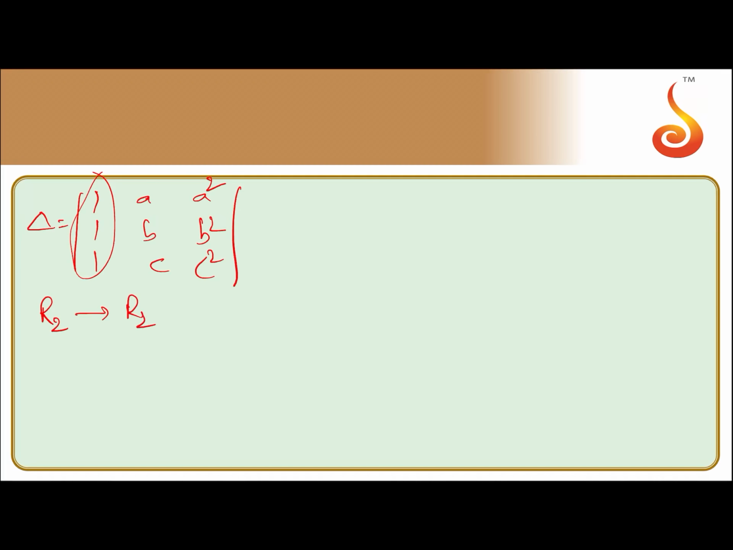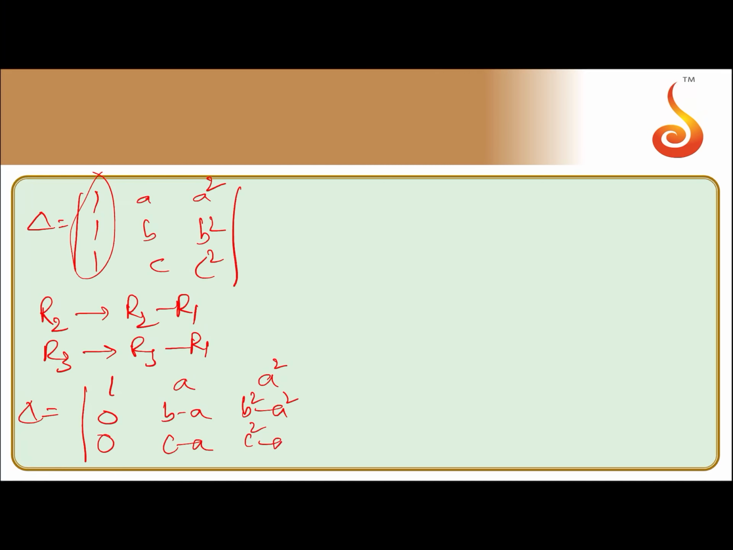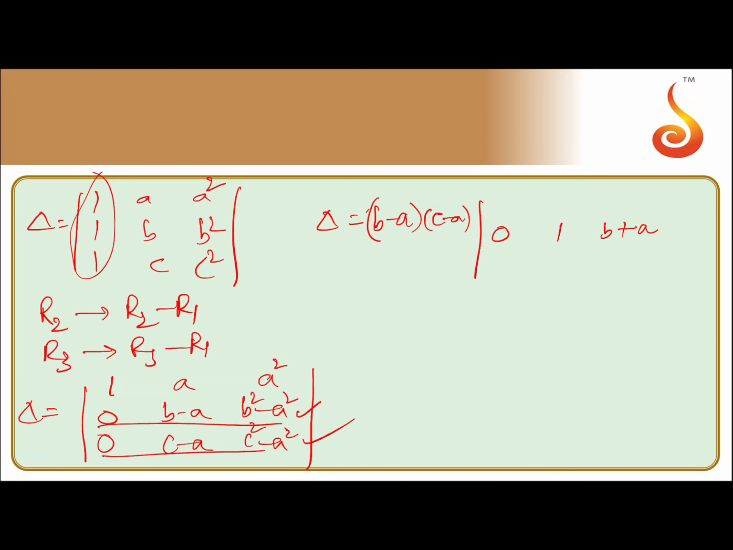Therefore, apply the property by changing R2 to R2 minus R1 and R3 to R3 minus R1. You get the determinant equal to, first row no change, 1, A, A square. Second row 1 minus 1 is 0, B minus A, B square minus A square. Third row 0, C minus A, C square minus A square. And by taking B minus A common from the second row, and C minus A common from the third row, the second row gives 0, 1, B plus A, and the third row gives 0, 1, C plus A.